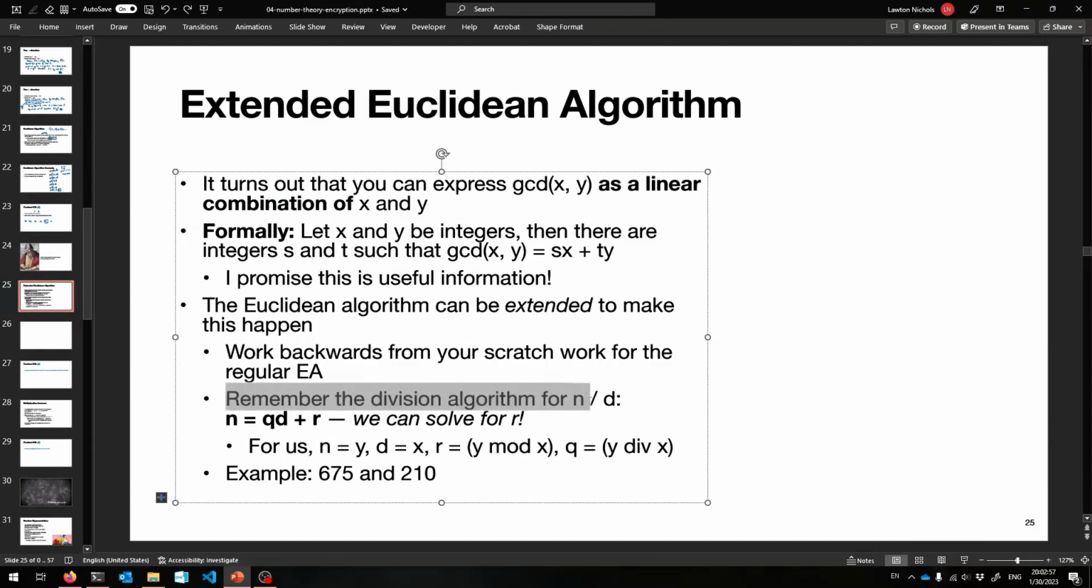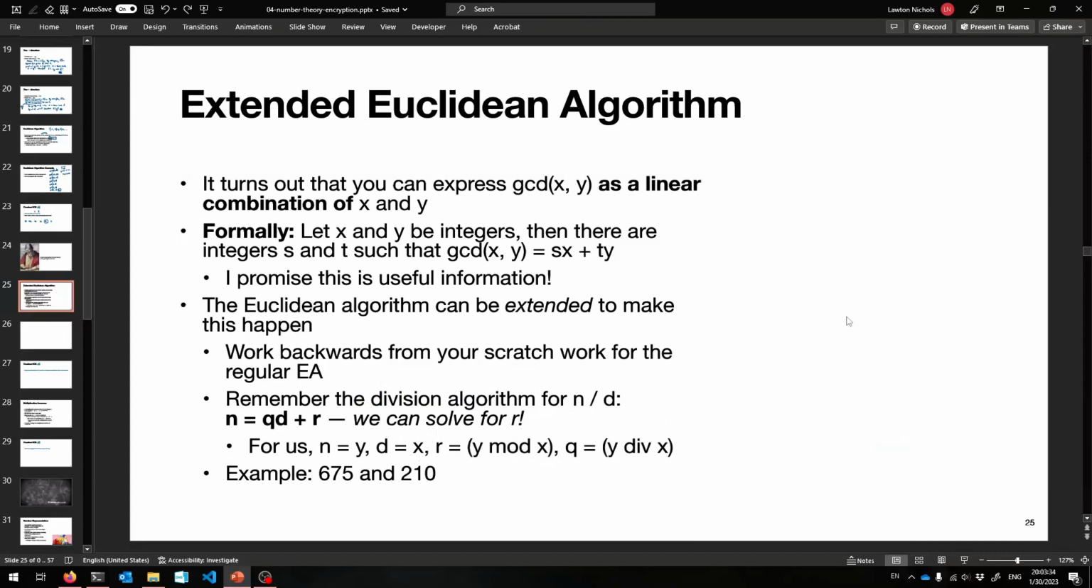and remember that you can do stuff with your division algorithm, right? If you're dividing things, and we were doing the modulus, we got an r. We can relate the two numbers that we were taking the modulus of. This was our original number, this was our modulus. It's equal to q times our divisor plus r. We can solve for r. All right, that's going to be helpful. And for us, n is our y in the algorithm. d is our x, because we're doing y mod x, so we're dividing by x, getting the remainder. So r is equal to y mod x, and q is equal to y div x.